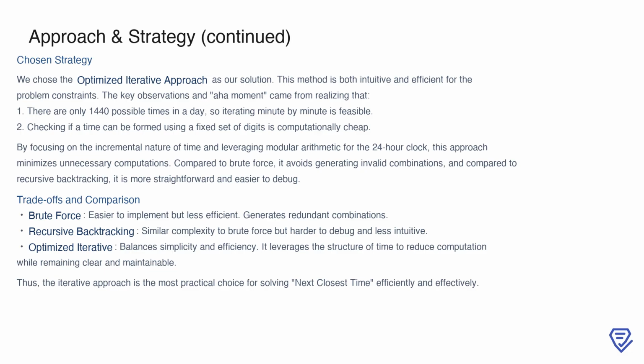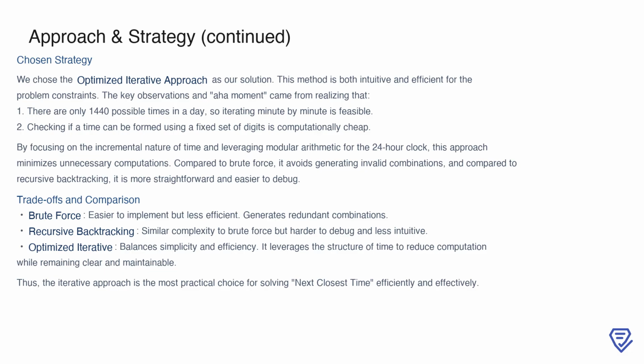The key realization here is that there are only 1,440 possible times in a day, which makes iterating minute by minute a feasible strategy. Additionally, checking if a time can be formed using a fixed set of digits is computationally cheap. By focusing on the incremental progression of time and using modular arithmetic to handle the 24-hour clock, this approach avoids unnecessary computations. Compared to brute force, it skips the generation of invalid combinations, and compared to recursive backtracking, it's more straightforward and easier to debug.